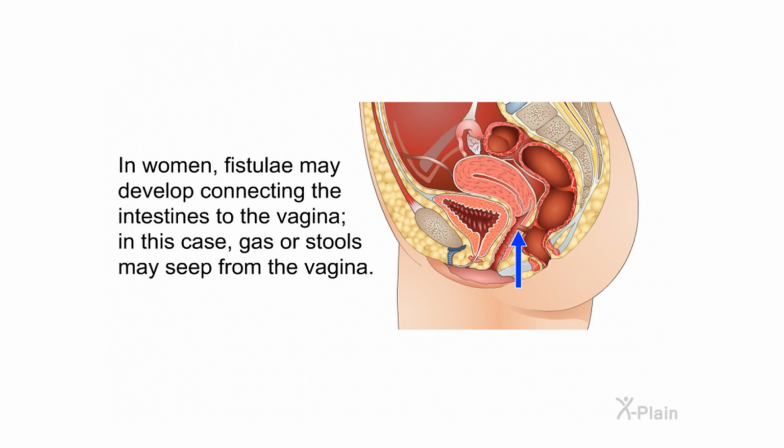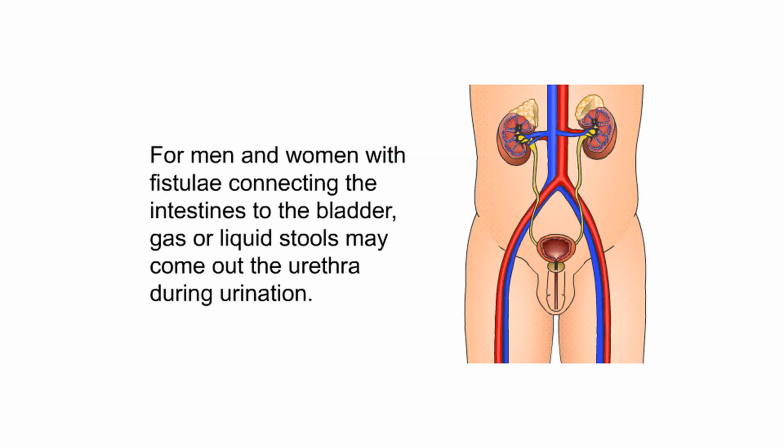In women, fistulae may develop connecting the intestines to the vagina. In this case, gas or stools may seep from the vagina. For men and women with fistulae connecting the intestines to the bladder, gas or liquid stools may come out the urethra during urination.